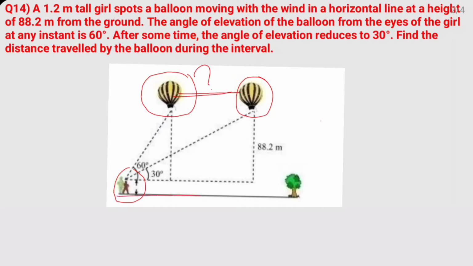And here is the ground level, and the balloon height is 88.2 meters from the ground. The angle of elevation of the first balloon is 60 degrees, and the angle of elevation after some time is 30 degrees. This one is 30 degrees, and here we want to find out how much the balloon travels.